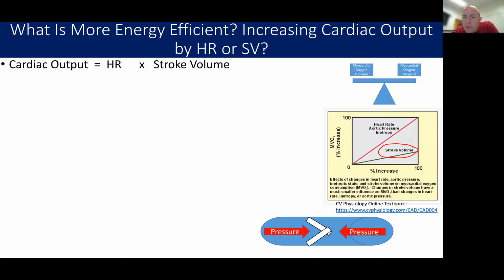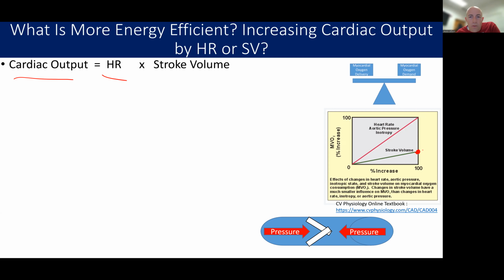It's only going to increase your VO2 or your energy expenditure a little bit. Whereas if you want to double cardiac output by doubling heart rate or doubling contractility, or whatever you want to do, that's going to double your VO2, your caloric expenditure. So it's a lot more efficient to double your cardiac output by doubling stroke volume.